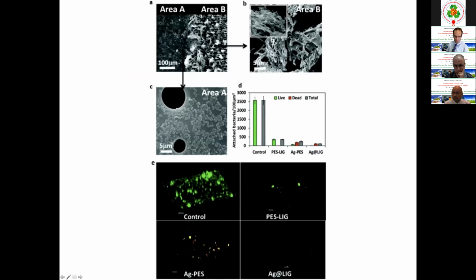The control is the green, that's the living bacteria. With LIG, you get the green, which is still living bacteria, but much less. And then jumping down here to the silver LIG, you get really no bacteria at all. And you can see, just analyzing the results here, only dead bacteria.